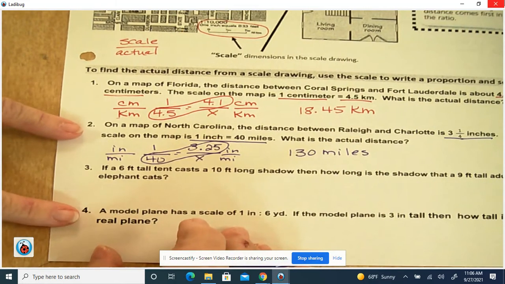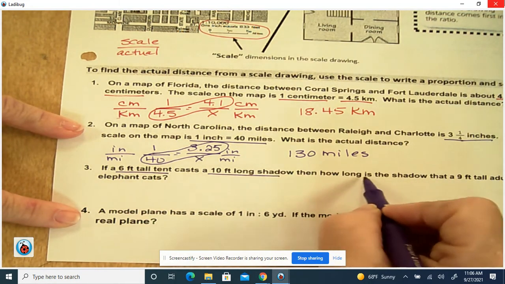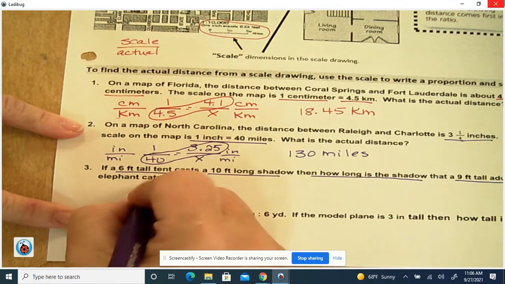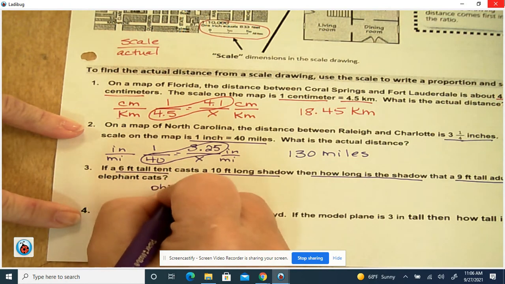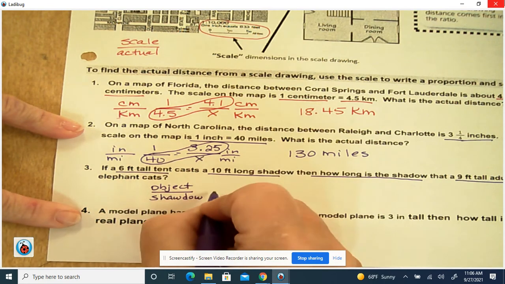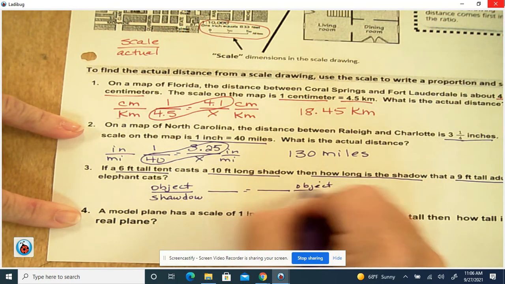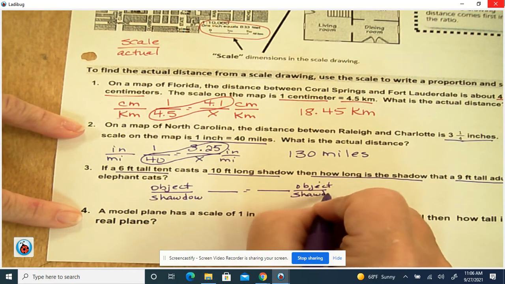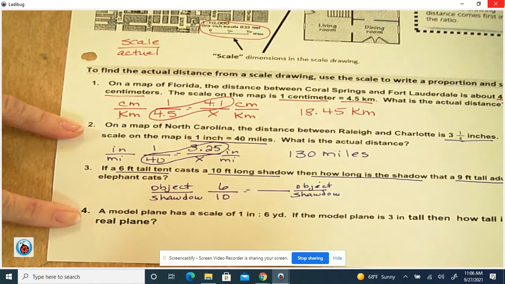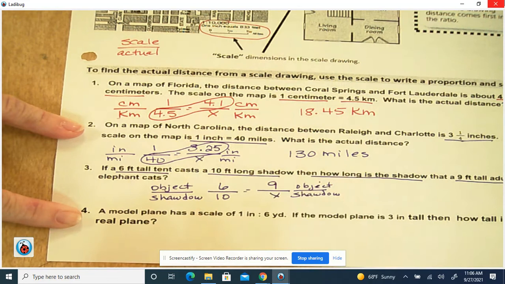If a 6-foot tall tent casts a 10-foot long shadow, then how long is the shadow that a 9-foot tall adult elephant casts? So we did an example like this yesterday where we did the object over the shadow. And we do our proportions, and we've got the object over the shadow. So we've got a 6-foot tall tent casting a 10-foot shadow. How long is the shadow of a 9-foot tall adult elephant?